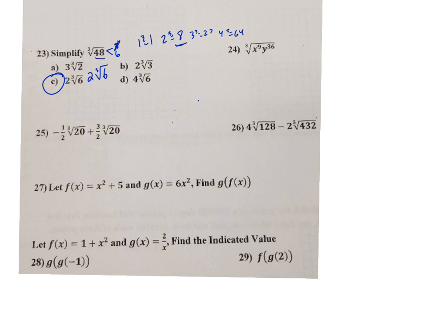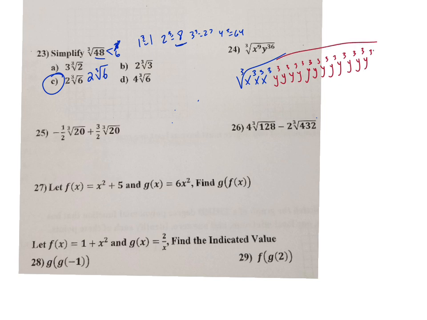Now, for 24, you could rewrite this as x cubed, x cubed, x cubed. So those are 9 x's. I just wrote as x cubes. I could take those y's. There's 3, 6, 9, 12, 15, 18, 21, 24, 27, 30, 33, 36. Now it seems kind of silly to write all those y's out.